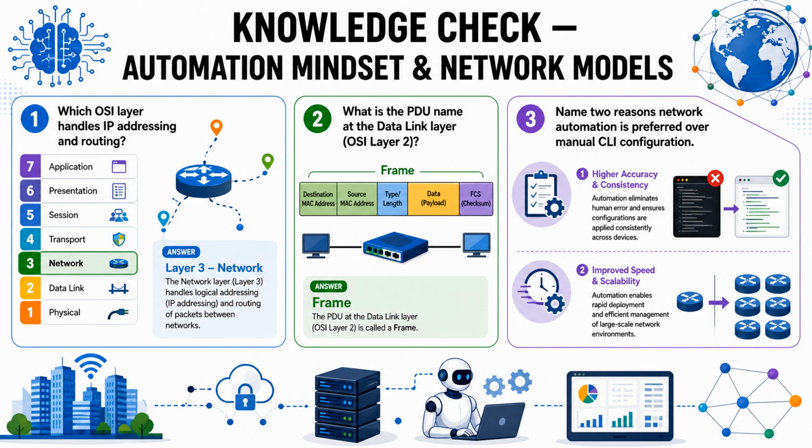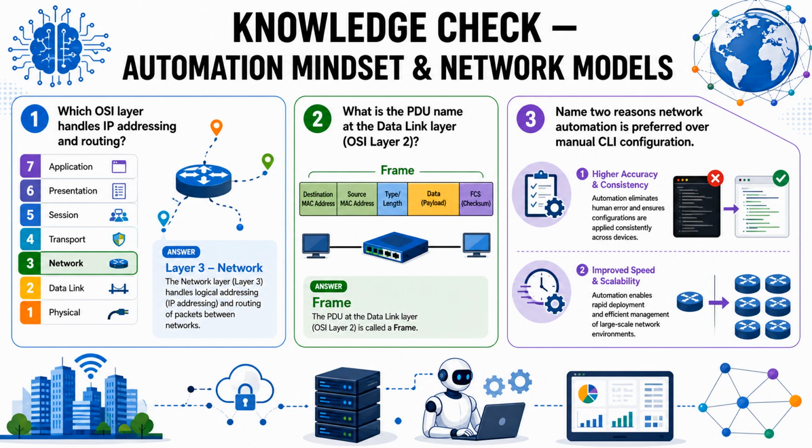Take 5 seconds. The answer is layer 3, the network layer. IP addresses, both IPv4 and IPv6, live at layer 3, and routers make their forwarding decisions by examining the layer 3 packet header. If you said layer 2 or layer 4, that's a really common mix-up. Layer 2 uses MAC addresses and layer 4 uses port numbers. Layer 3 is IP addresses and routing. Plant that flag firmly.